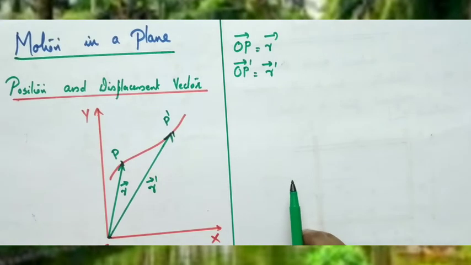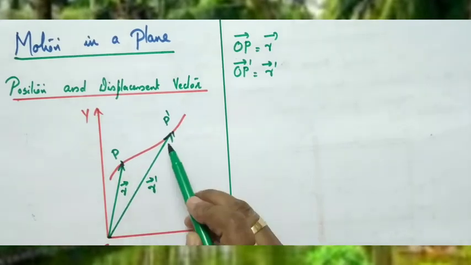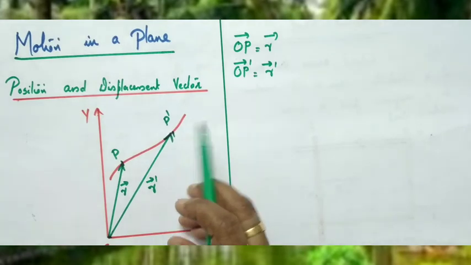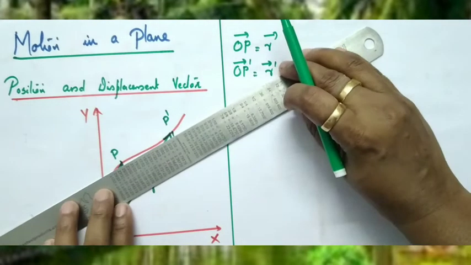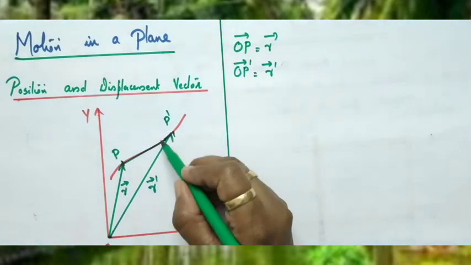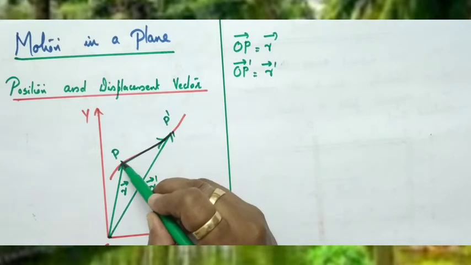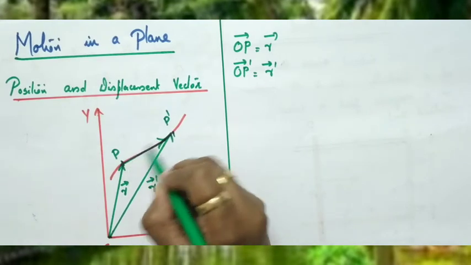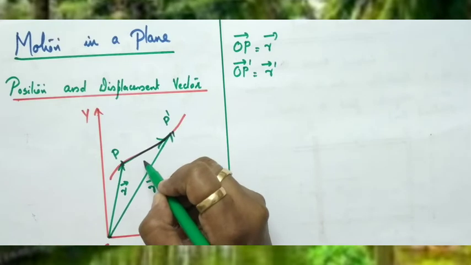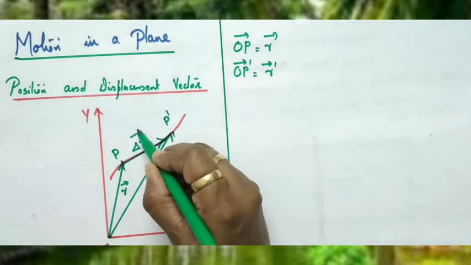Now what is the displacement vector? We know displacement is the shortest distance between the initial position and the final position. Here what is the initial position? P. What is the final position? P dash. So this distance from P to P dash is considered as the displacement vector. Shortest distance from the initial to the final position is considered as the displacement vector, and displacement vector is usually represented as delta R.